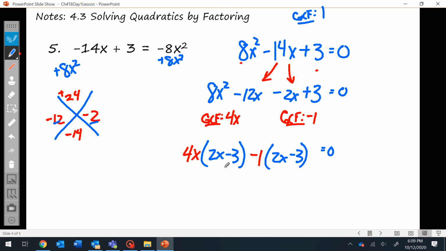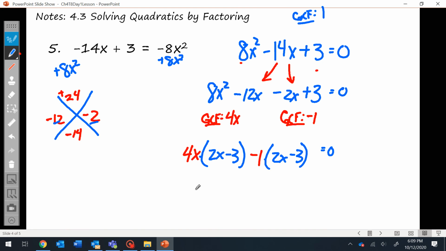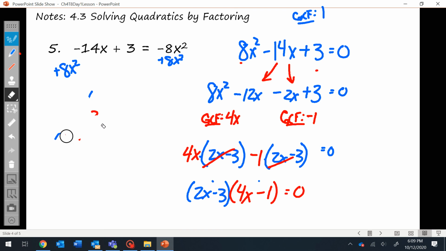So these two terms have something in common, they have 2x minus 3 in common, so I can factor out 2x minus 3, and what I would be left with is 4x for the first term, and negative 1 for the second term. Now I have the factored form. So this tells me that either this factor is equal to 0 or this factor is equal to 0. Either 2x minus 3 is equal to 0 or 4x minus 1 is equal to 0.